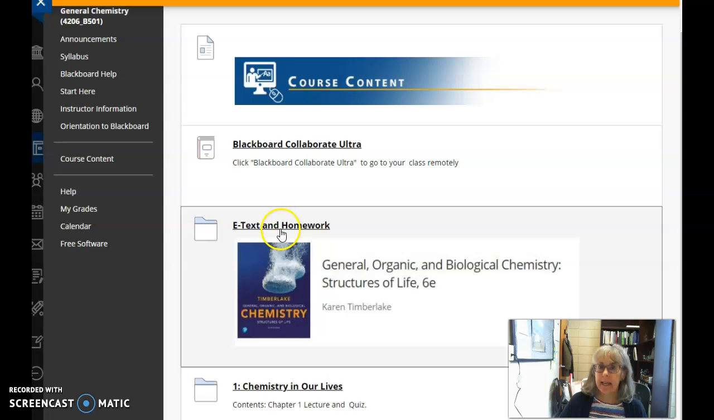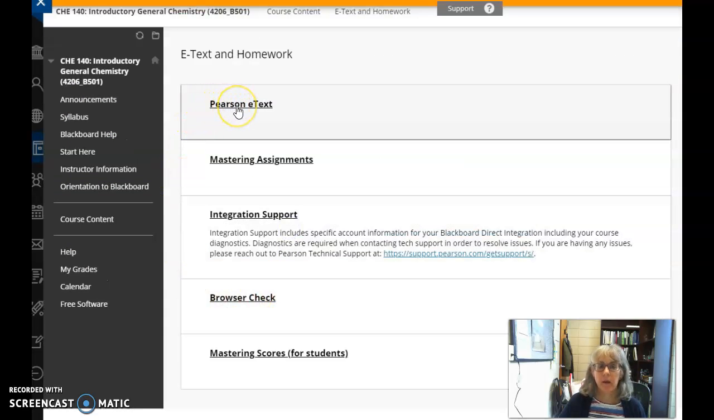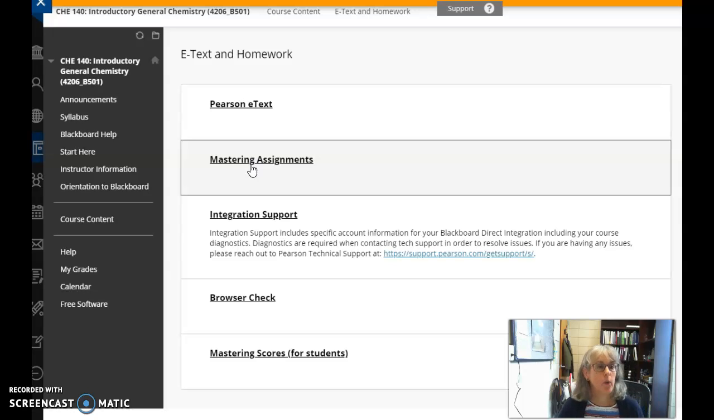Here is your e-text and homework. Your Pearson e-text has already been loaded. It's right here. Underneath it are your Mastering assignments, so your homework assignments.